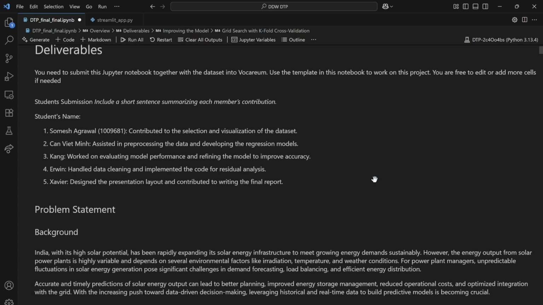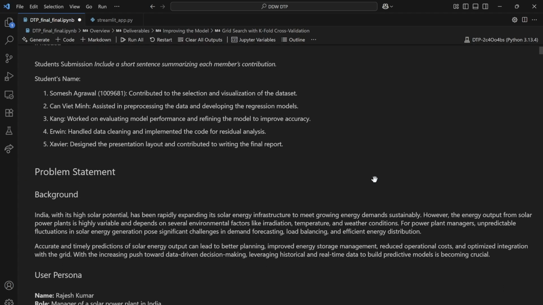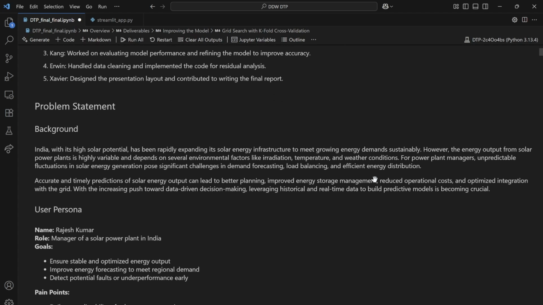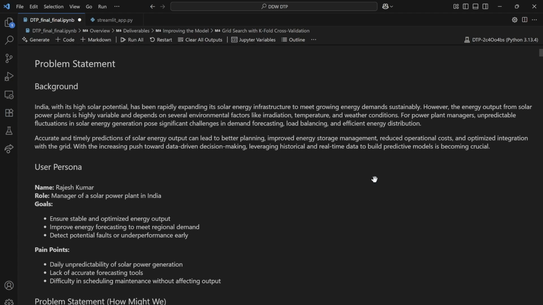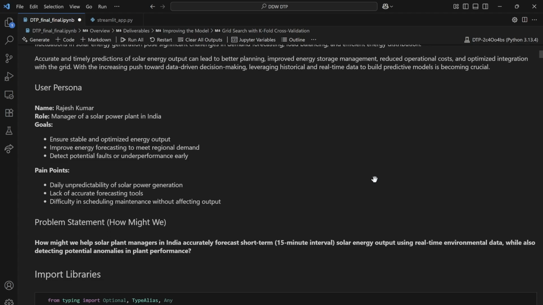In our model, we are predicting solar energy output so as to achieve better planning and improve efficiency and energy storage management, for those people who need it. In this case, that is the manager of a solar power plant in India.